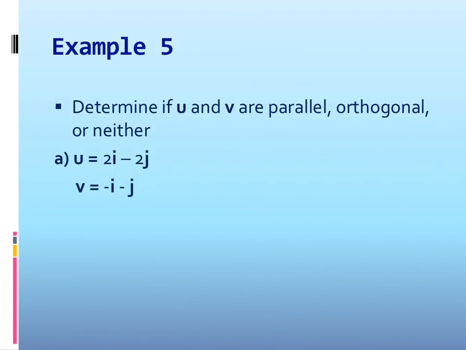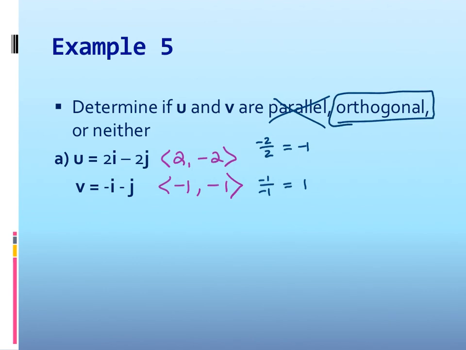Example 5 says determine if u and v are parallel, orthogonal, or neither. So if I rewrite this out of ij format, because u is 2i minus 2j, this would be 2, negative 2. And v would be negative 1, negative 1. So if I did their slopes, and again, you can do change in x over change in y, or change in y over change in x, we could say negative 2 over 2, and then negative 1 over negative 1. This is negative 1, and this is positive 1. So they're not parallel because it's not the same. They are opposite reciprocals, which means perpendicular or orthogonal.